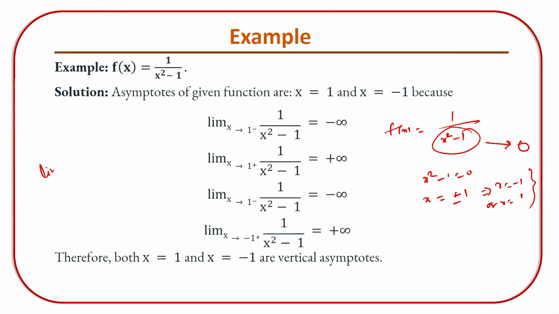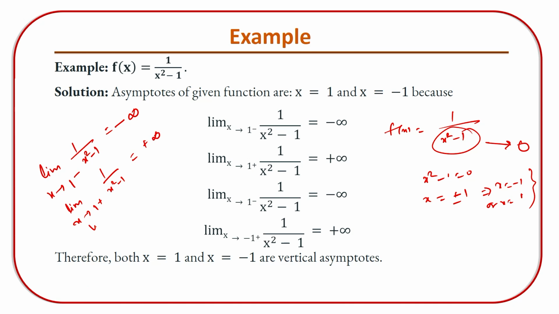The checking point is if x tends to -1, the whole curve or function tends to infinity. Infinity or minus infinity, both are acceptable. So let's check this one. Limit of x tends to 1 from the left side of f of x, which is 1 by x square minus 1, the value in the denominator becomes lower and lower, so this is going to be minus infinity. Similarly, if I take limit x tends to 1 plus of 1 by x square minus 1, this is going to be plus infinity, right?